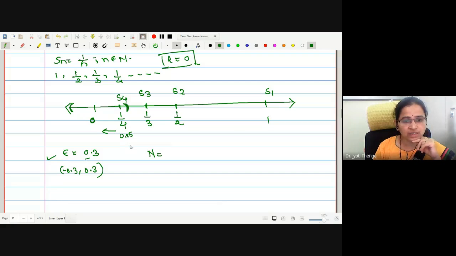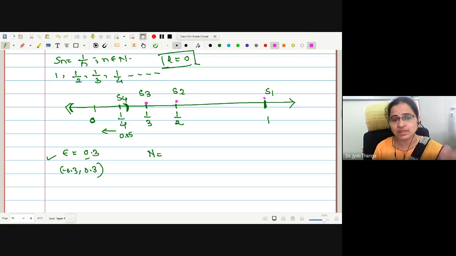Can anyone tell me which n stage will come here? Whether n equal to 1 is there? N equal to 1 is here. Whether this 1 falls under this neighborhood? No. If I take n equal to 2, here is the location. For n equal to 1, here is the location. It is not in this neighborhood. For n equal to 2, again, this is not in this neighborhood. For n equal to 3, here is the point, 1 by 3. Still, we are not in this neighborhood.